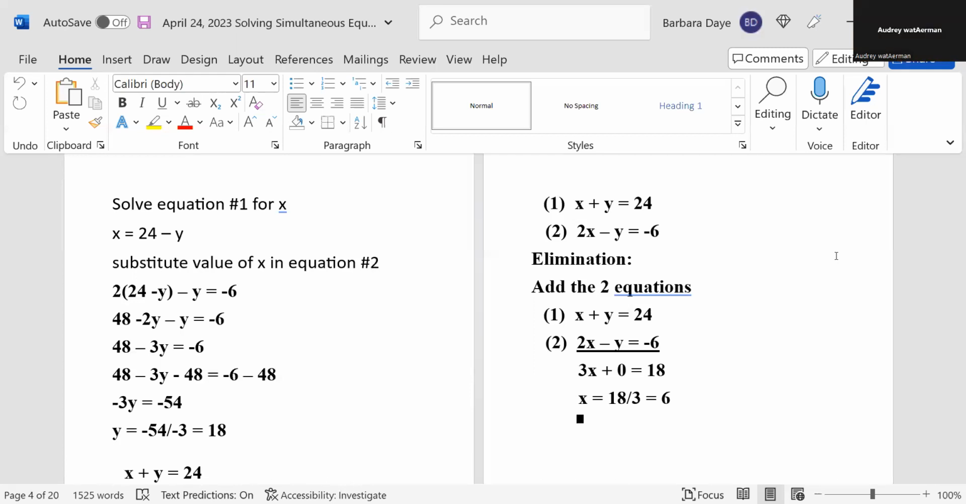Any questions on simultaneous equations? All I know, I need more practice on these too. Oh yeah, of course.